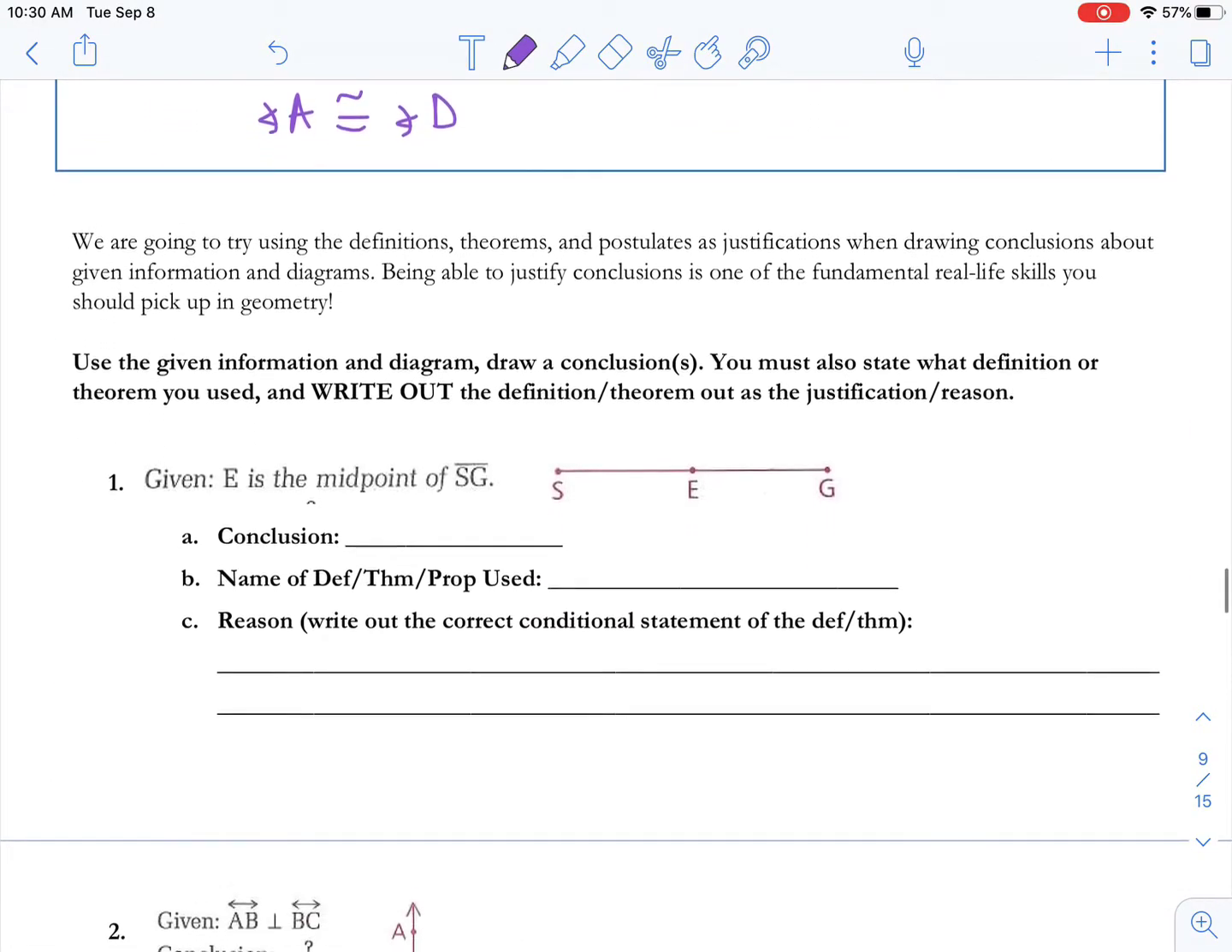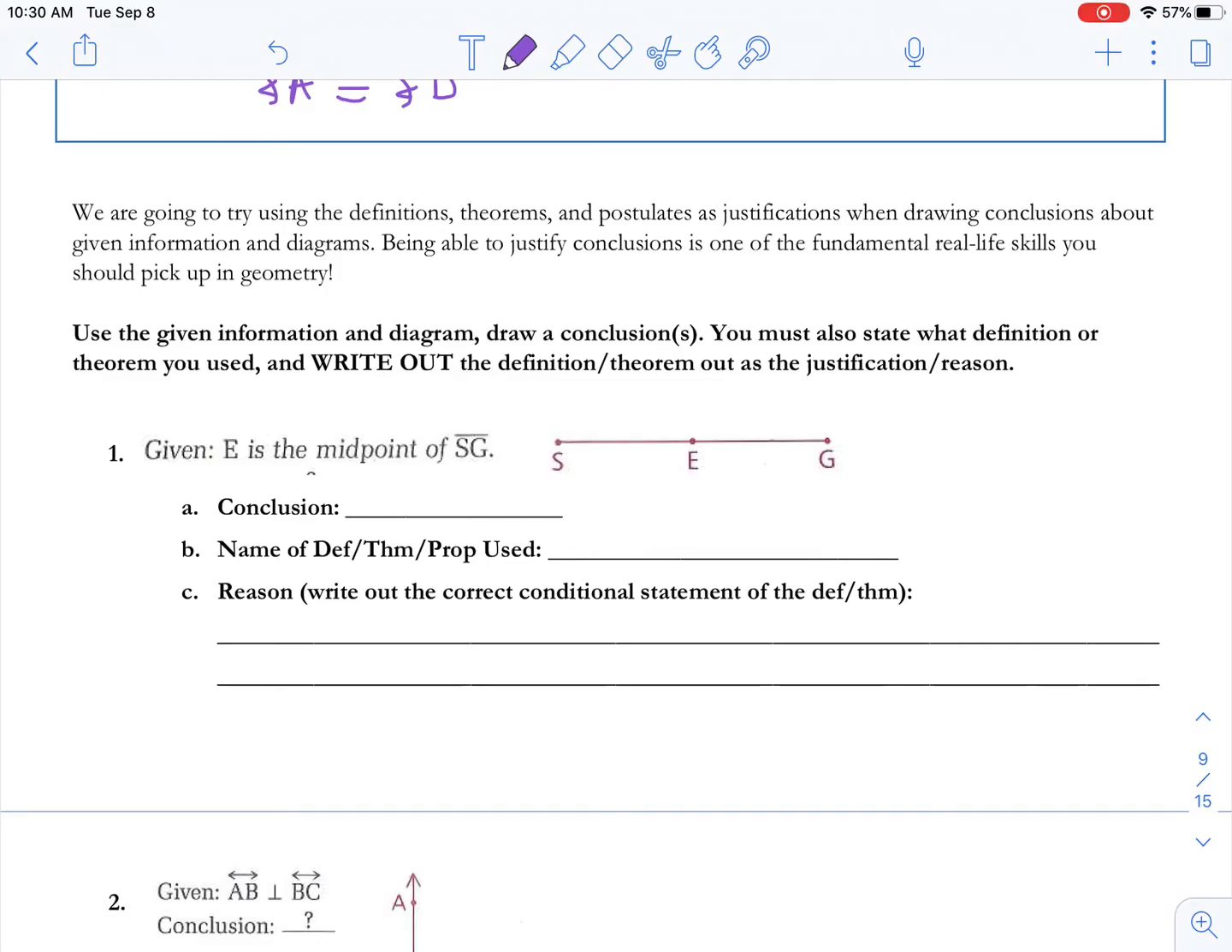All right, so now we're going to try to use these theorems, definitions, and postulates as justifications or as support when we draw our conclusions, why we're allowed to make the conclusion we are making. So this is how we justify our conclusions, and being able to provide support for your decisions is something that you're going to have to do in life in general. So this is good practice for that, okay?